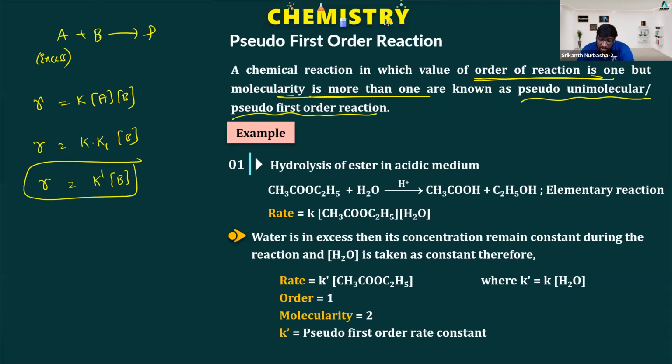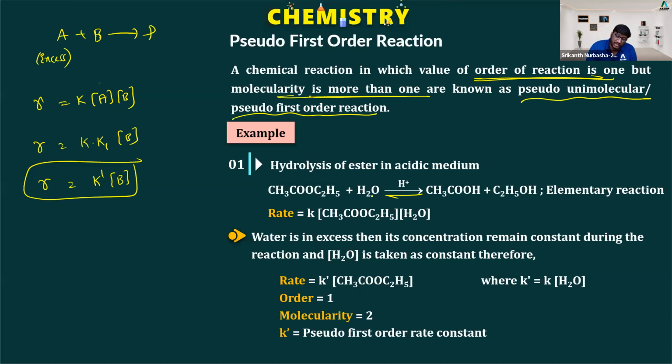Example, hydrolysis of ester in acidic medium. We all know that in ester hydrolysis, we have an establishment of equilibrium. If water is taken in excess, what happens? The reaction moves in the forward direction. You are thinking of the esterification reaction. Esterification means carboxylic acid and alcohol converting into ester and water. So in the hydrolysis of ester, ester plus water converts into carboxylic acid and alcohol.